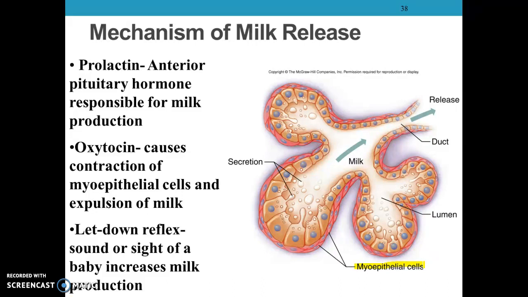All right. Now, if you ever heard of a letdown reflex, this is really interesting. It's really neat. So what happens is that for a woman who is lactating, the sound or sight of a baby can increase milk production. And write down right here, I want you to write down and expulsion. Okay, the sight or sound of a baby can increase milk production and expulsion. All right, and I said this is neat, so let me explain what it is if you're not familiar.